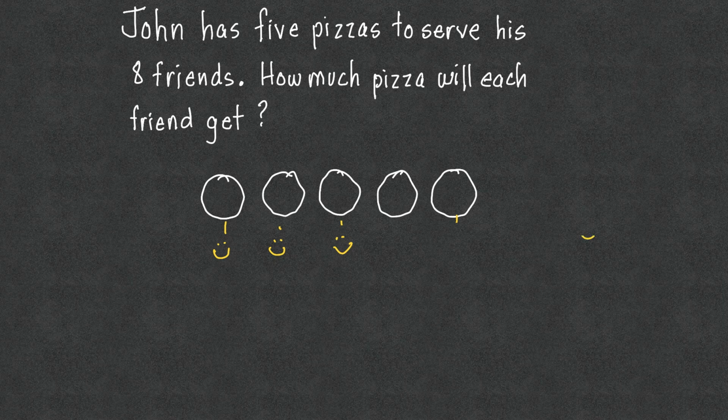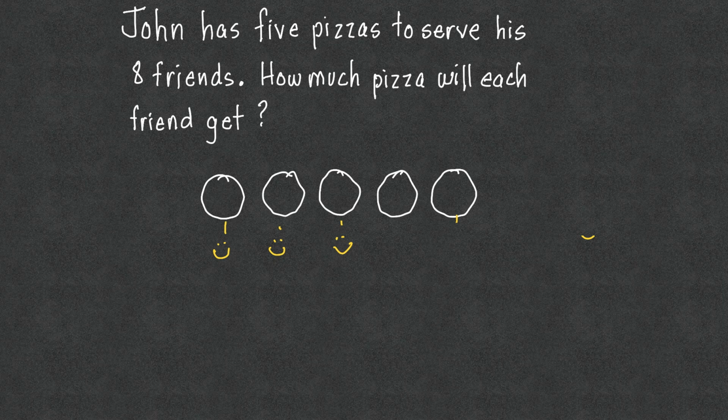Now think about this. If you can't give every friend a whole pizza, I'll bet you can give every friend part of a pizza. That's what we simply have to find. How much pizza, or what part of a pizza, will each friend get so they get the same amount? This could not be easier. Do not complicate this. What are we splitting up? Are we splitting up the people, John's friends? Well, I certainly hope not. Or are we splitting up the pizzas? Well, yes, we're going to cut up the pizzas, not the friends.